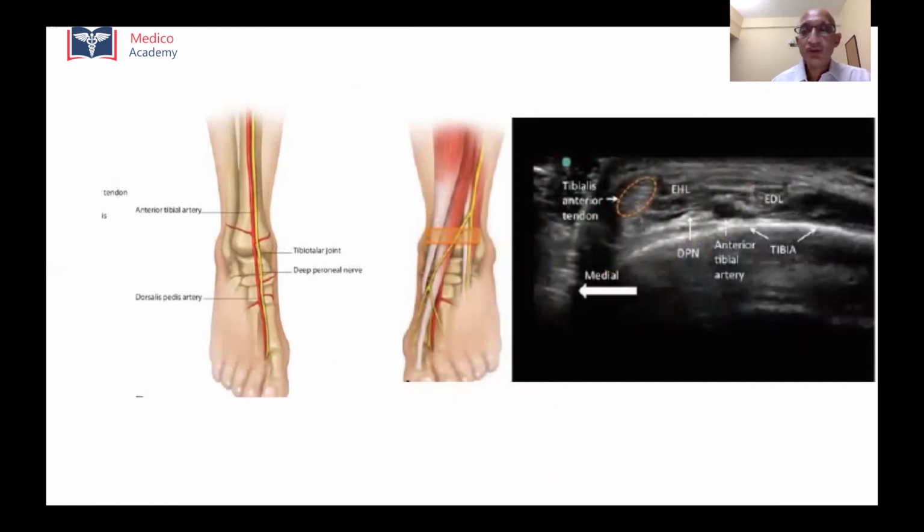Those who are very enthusiastic about ultrasound usage can use ultrasound guidance to target the two deeper nerves, that is the deep peroneal nerve at the anterior aspect of the ankle or the lower part of the tibia. We see the anterior tibial artery, and right next to it, we find the deep peroneal nerve, medial to it, between the two tendons, as I said, extensor hallucis longus and digitorum longus.